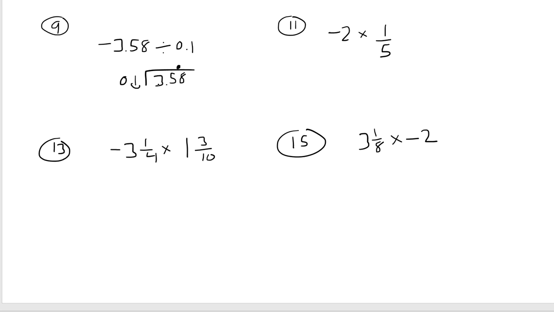So 1 goes into 3. 3 times 1 is 3. 3 minus 3 is 0. Bring down the 5. 1 goes into 5. 5 times 1 is 5. 5 minus 5 is 0. Bring down the 8. 1 goes into 8, 8 times. So 35.8. And a negative divided by a positive gives us a negative answer.